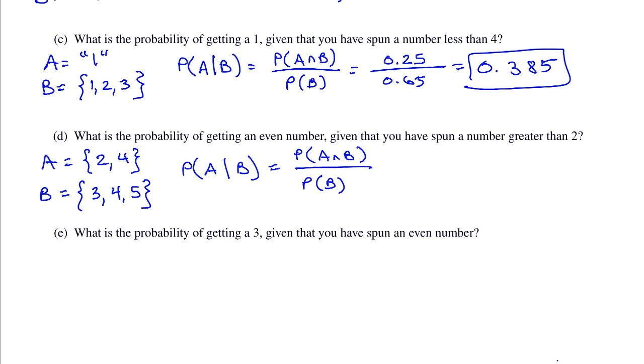Now, notice that A originally had 2 and 4 in it, but the 2 is out because I know that I've spun a number greater than 2. So A intersect B is just which number? It's just the 4. What's the probability of 4? 0.1. And then the probability of 3, 4, or 5? Is 0.55. Okay. And that's 0.182.